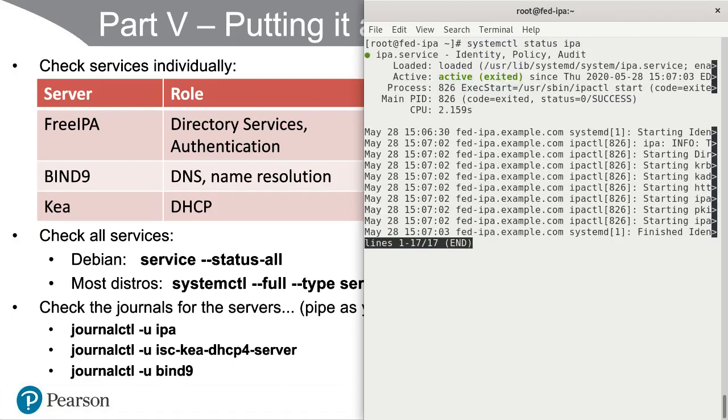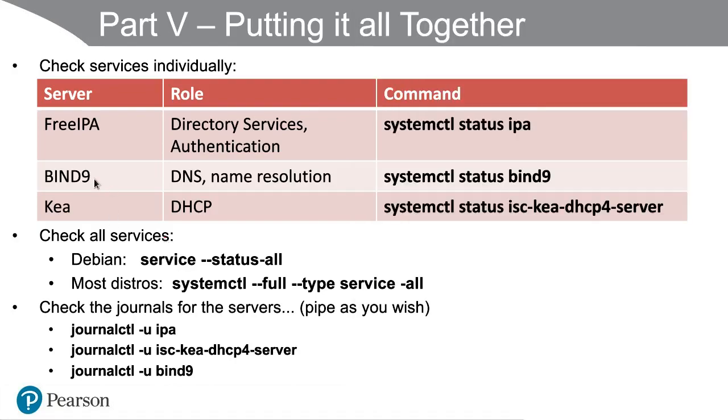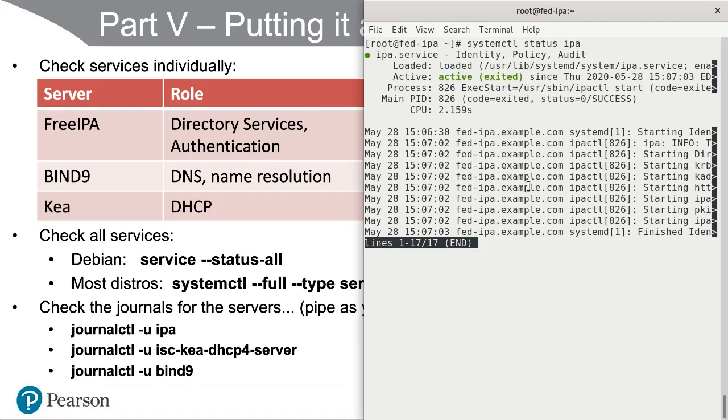You want to make sure that's active. With your bind server, this is the command. With your Kea DHCP server, that's the command to check the status. You could also check all status on Debian with service --status-all. Or you could do this command on most distributions, systemctl --full --type service --all.